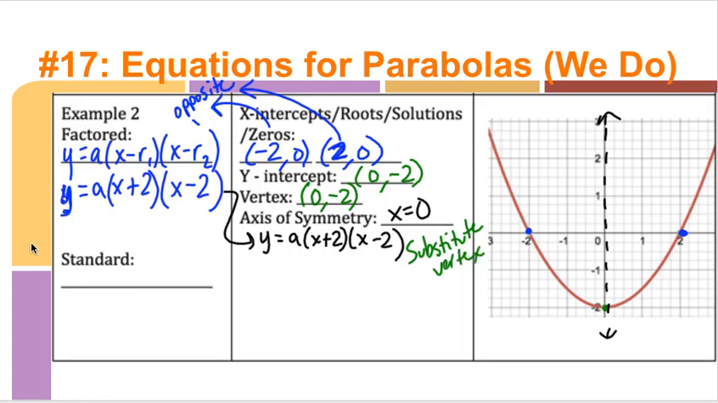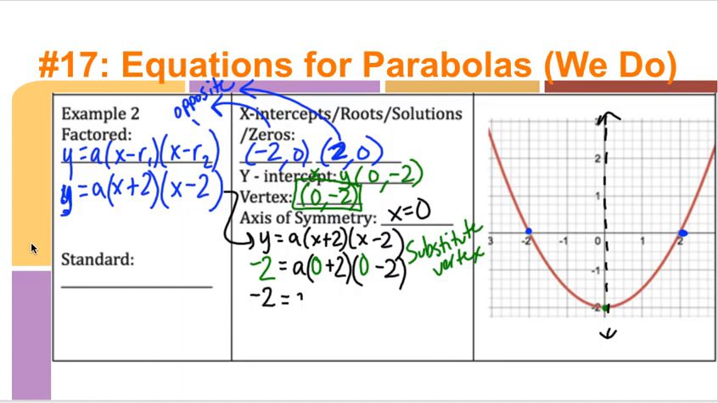So let's say I substituted the vertex. I'm using (0, −2), so that means x and y. So instead of this y, what am I going to write? This −2 equals a multiplied by, what am I going to write instead of the x's? I'm going to write zeros, plus 2, minus 2. And now I solve.